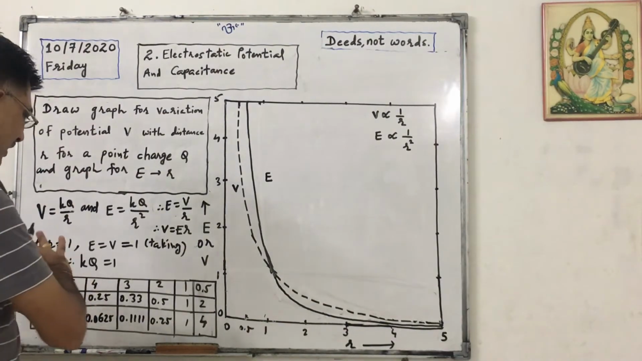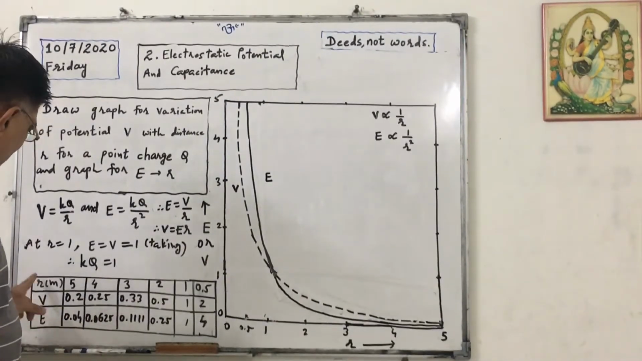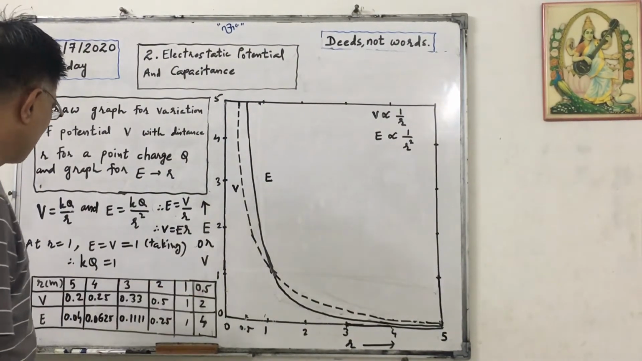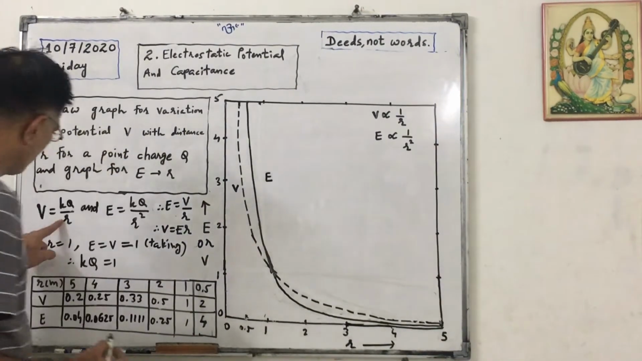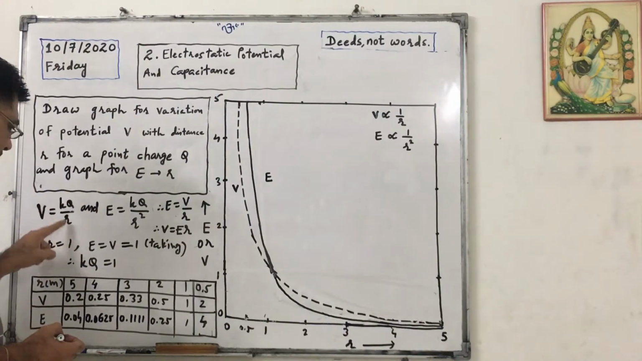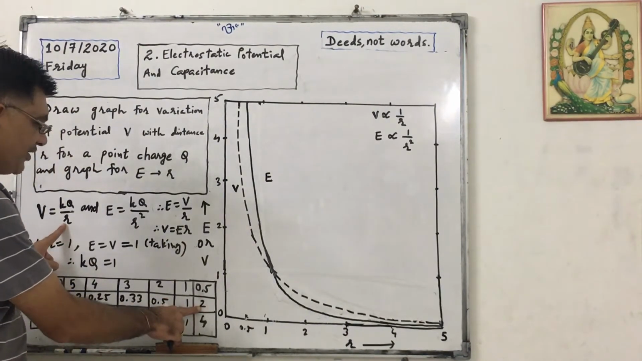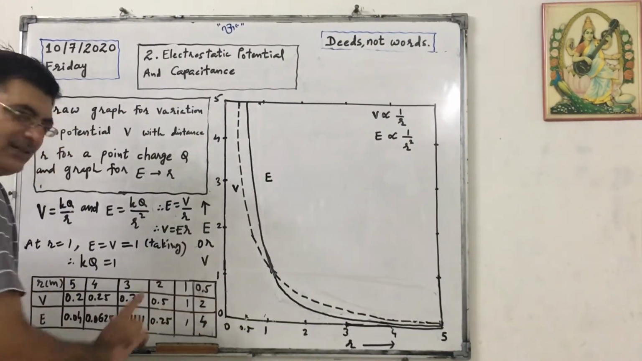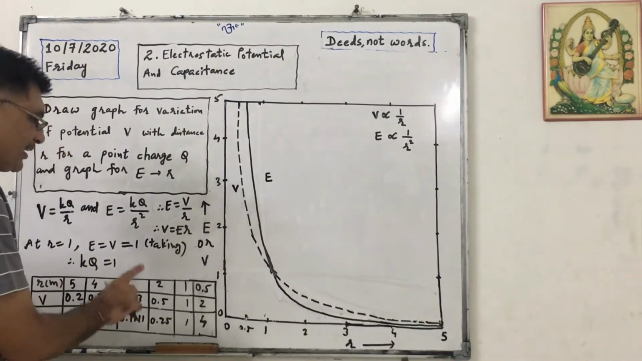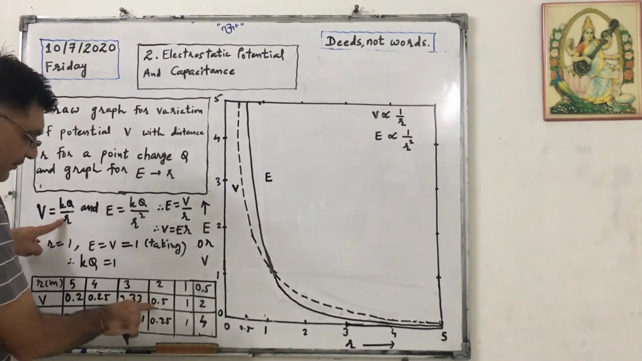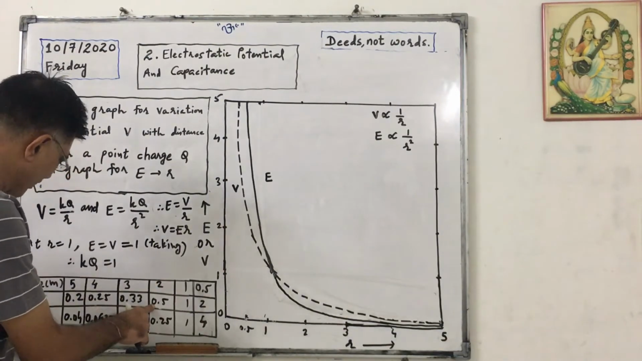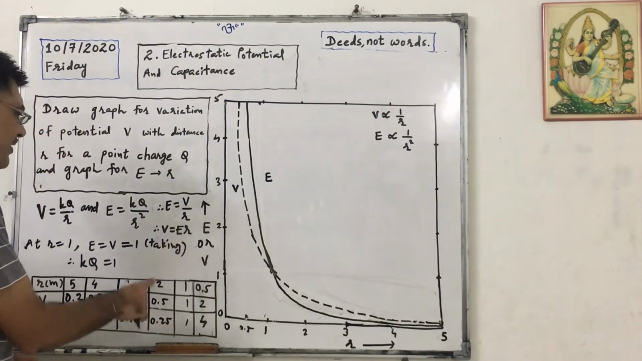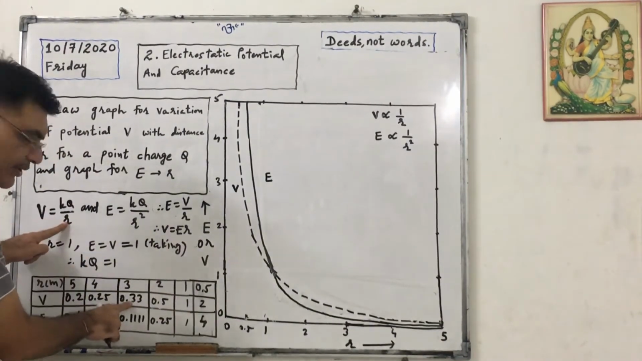So we will have a table of values: R in meter, V and E. If I take R equals 0.5, 1 upon 0.5, because KQ is 1, that will be 2. And further dividing 2 by 0.5, because E equals V by R, it will be 4. Then at 1, both are 1, 1. If I take 2 here, 1 by 2, that is 0.5. Then I divide 0.5 by 2 to get E, that will be 0.25. Similarly, if I take 3 here, it is 1 by 3, that is 0.33.